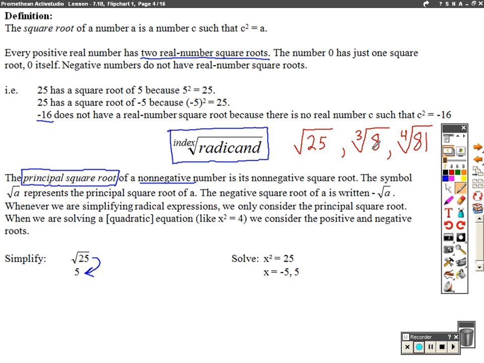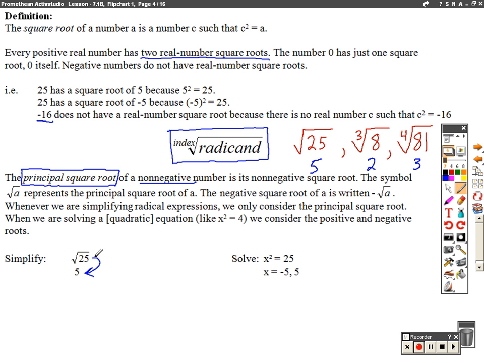Here's the cube root of 8, the index is 3, and the radicand is 8. This is the fourth root of 81, 4 is the index, 81 is the radicand. This basically means, since the index is 2, what times itself gives you 25? 5. Here, what times itself 3 times gives you 8? 2, because 2 times 2 times 2 gives you 8. What times itself 4 times gives you 81? 3. 3 times 3 times 3 times 3 gives you 81.